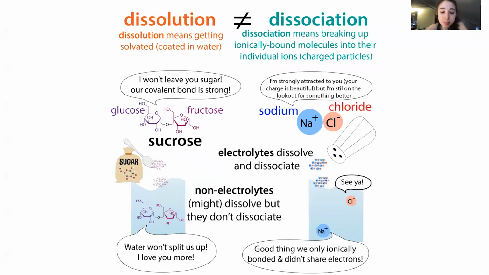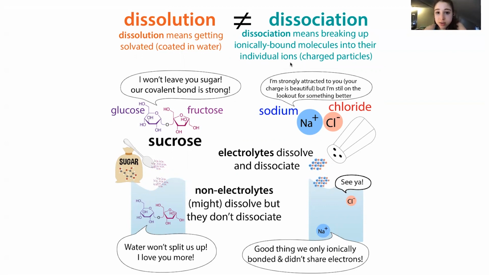So basically this comes into play when we're dealing with electrolytes, things that dissolve and dissociate. If you take a molecule of sucrose and stick it in water, it can dissolve, meaning that each of these sucrose molecules is going to get a coat of water. But you see that the glucose and the fructose that make up sucrose are going to stay together. So you get the same number of molecules, or the same number of things, that you put in.